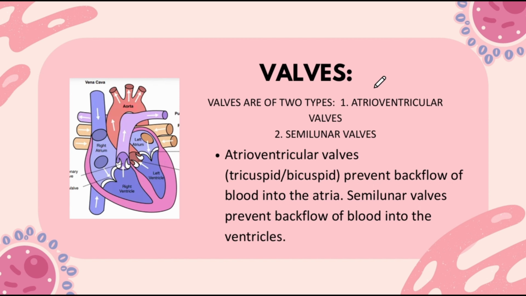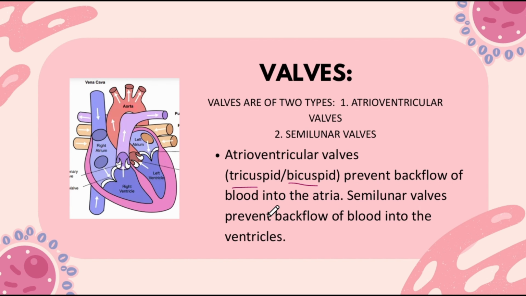Valves are of two types: atrioventricular valves and semilunar valves. What are semilunar valves? Semilunar valves are the aortic valve and the pulmonary valve. Atrioventricular valves prevent backflow of the blood into the atria. These are called atrioventricular valves. The tricuspid valve and bicuspid valve prevent the backflow of blood into the atria when the right ventricle or the left ventricle is in high pressure.